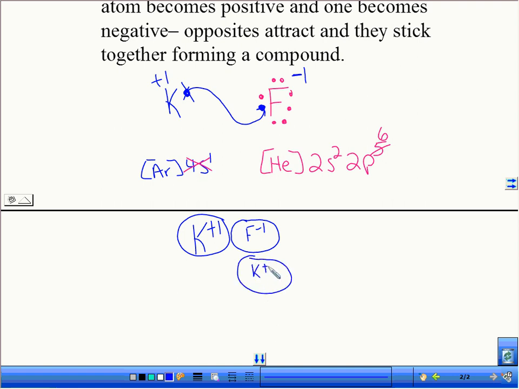Unfortunately, this fluorine doesn't just like that potassium, it also likes this potassium. And that potassium doesn't just like this fluorine, it actually likes this fluorine over here. So what happens is these guys make crystals. And so this is an ionic compound, and ionic compounds tend to make crystals, kind of like salt crystals. And so that's what it looks like there.